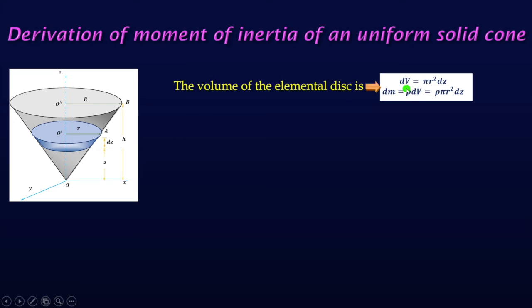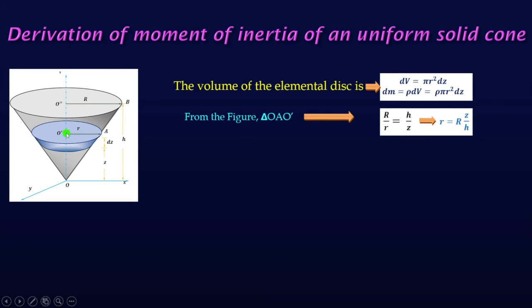What's the volume? dV is the volume. As it is cylindrical, the volume is pi r square into dz. That dz is the height of the cylindrical disk. Though it is not absolutely a cylinder, as the thickness dz is infinitesimally small, it is a perfect cylinder. This slice is a perfect cylinder. So we are using the formula of a cylinder. Then dm equals rho dV. Substitute this.